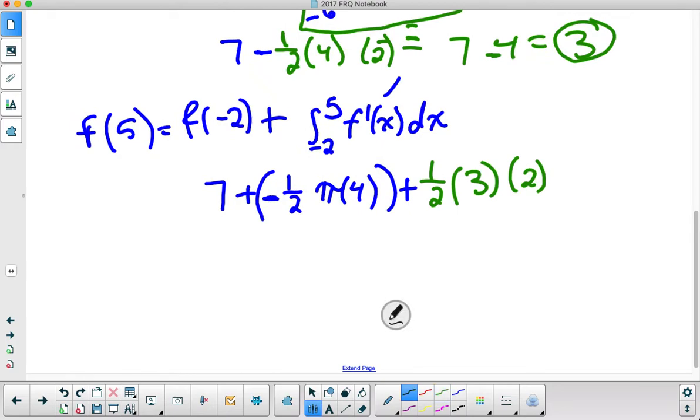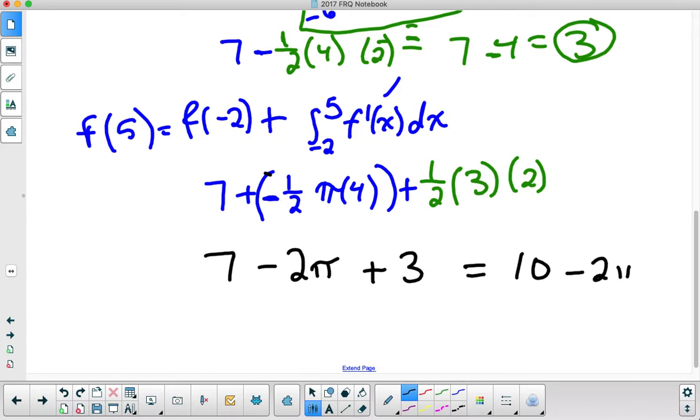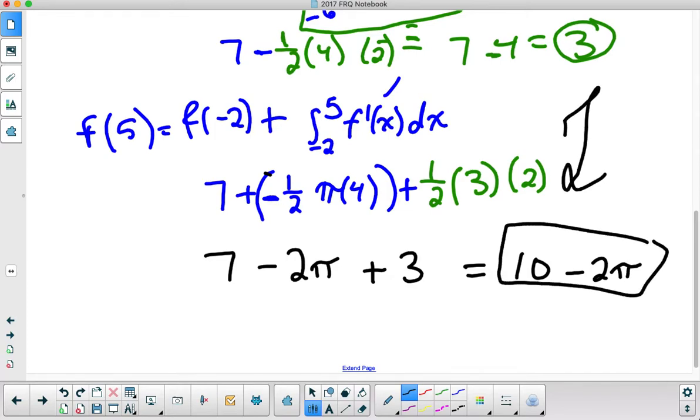Okay, so I'm going to fill these in here. We have 7 minus 1/2 of 4, which gives me 2 pi, plus 1/2 times 3 times 2, which gives me 3. So the final answer here is 10 minus 2 pi. Now, both of these numbers, this 3 and this 10 minus 2 pi, are going to come back in a later problem. I don't remember which part it is, part C. So keep those in mind. We'll come back to those later.